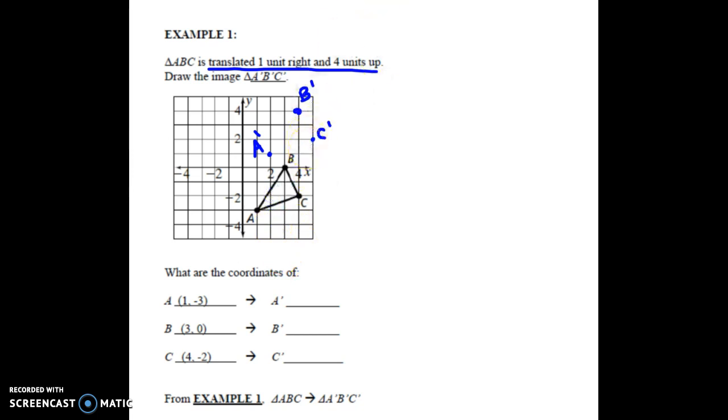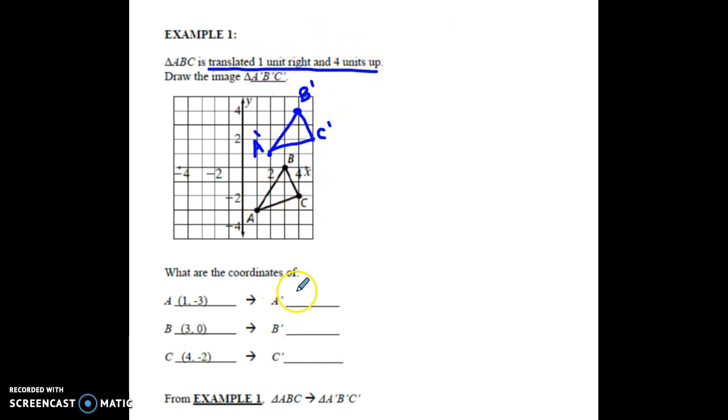Okay. So again, one of the things we look for on a translation, this is considered a rigid motion. It's not going to change the size or the shape of the triangle. The original triangle was this big. The image is the same size, same shape. All I did is slide it over and up according to these directions.